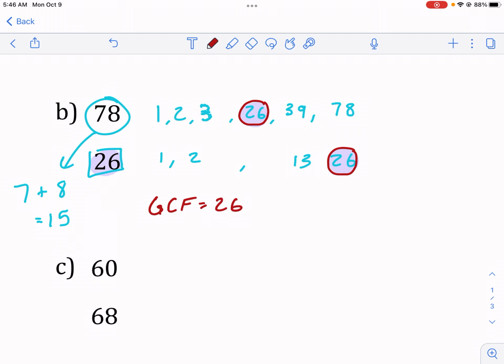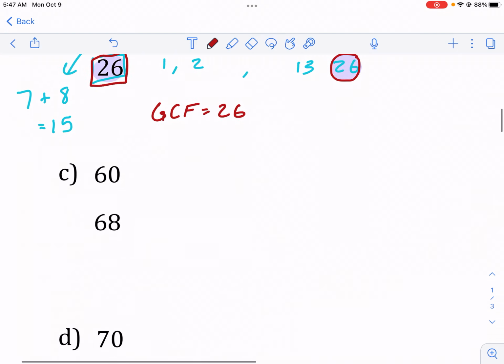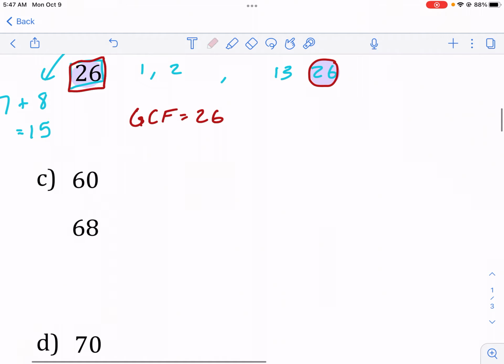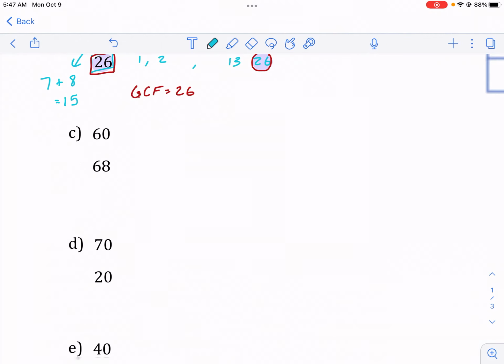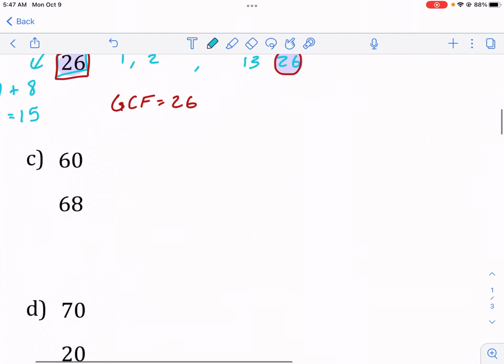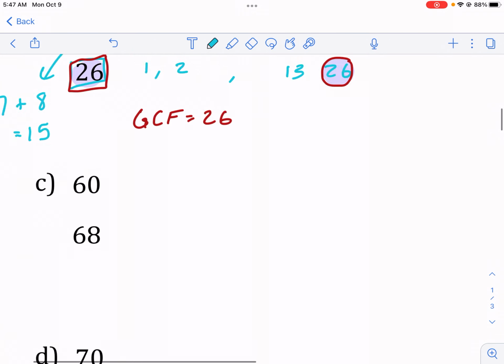And I don't even really need to worry about 39 or 78 or some of these other factors, okay? Once I found out that 26 is a factor of 78, I already know that's going to be the GCF because 26 is that factor right there. Let's do one more. So it looks like this next one actually is going to be the toughest. So let's go ahead and do it.